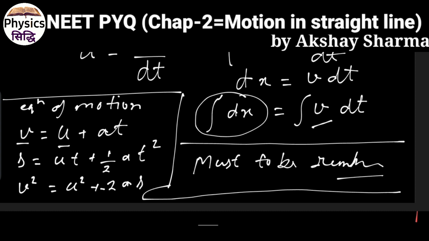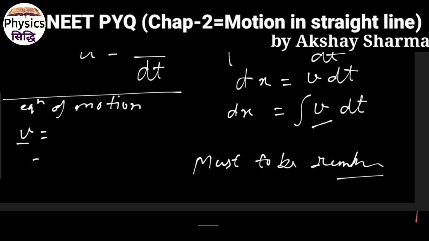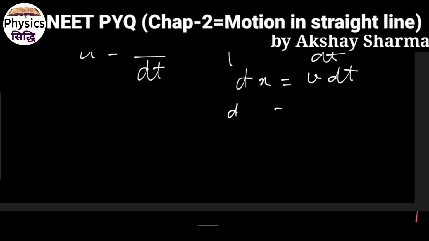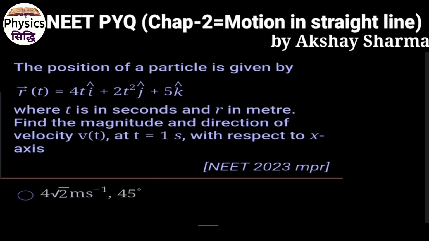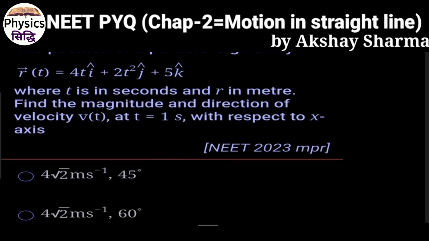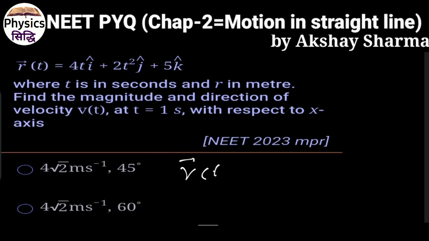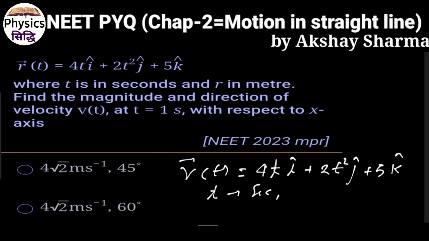Now, before further delay, let's solve our previous year questions from chapter 2, that is motion in a straight line. Question number 1: the position of a particle is given by r(t) equals 40 i cap plus 2t square j cap plus 5 k cap. It is a vector notation, r depends upon t. Let's read further, where t is in seconds and r in meters. So time is in seconds and displacement r is in meters.